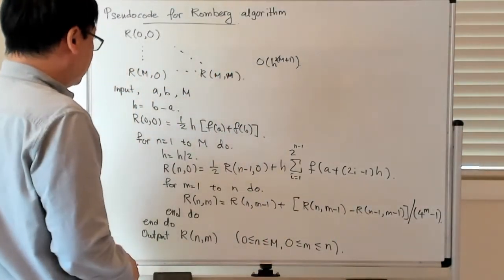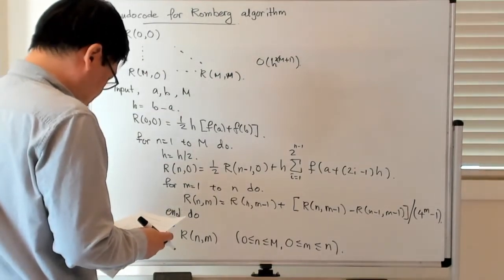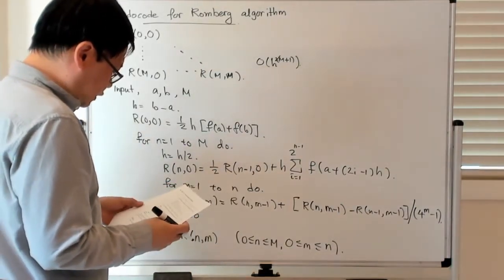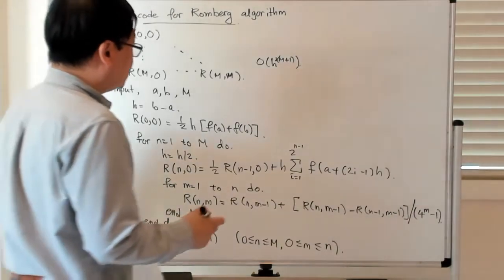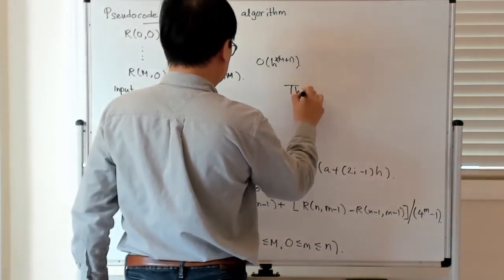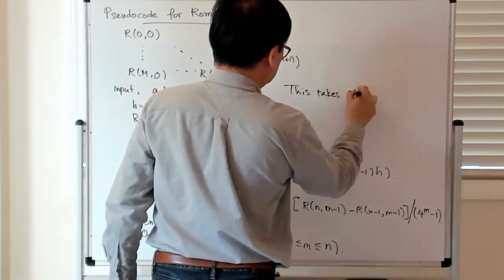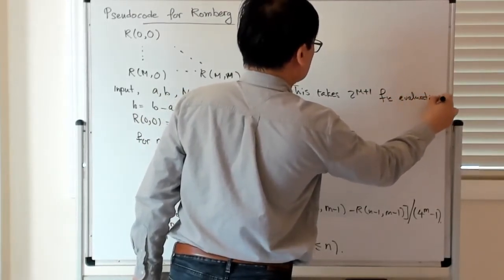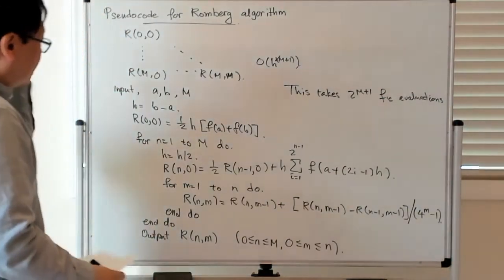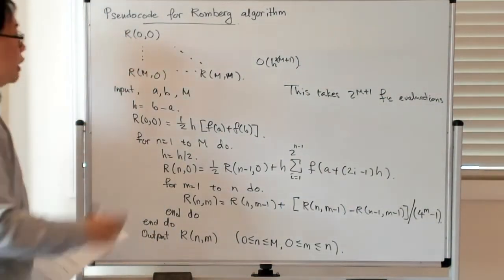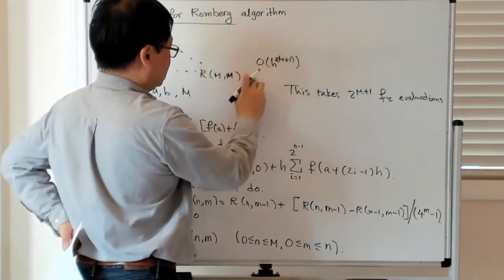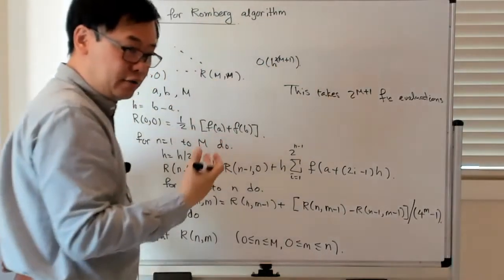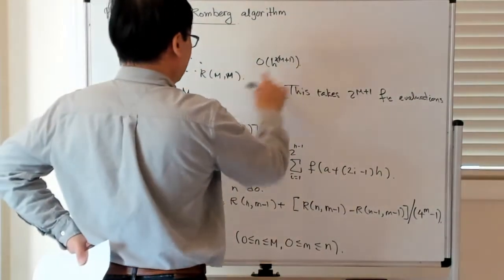It's relatively straightforward. You typically only use this for relatively moderate values of m, because it takes 2 to the m plus 1 function evaluations. So it gets quite expensive quite fast as m increases. But again, the advantage is that the last entry in this matrix has a very high rate of convergence.